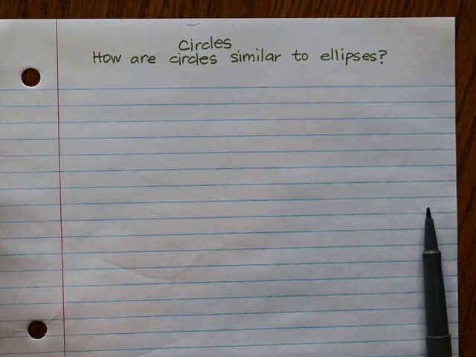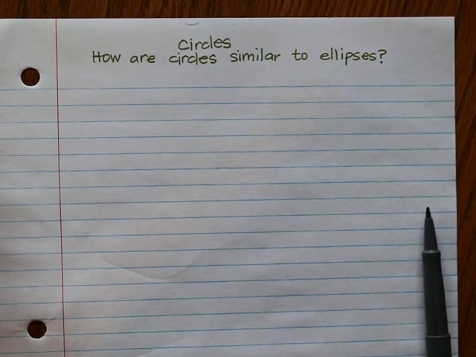Hey guys, conic section number 2, we're going to be looking at circles. Circles are the easiest one, which is kind of nice to have a break after our brain went through some intensity with parabolas. And circles also lead us into what we're going to be doing next. So the essential question for right now is, how are circles like ellipses?